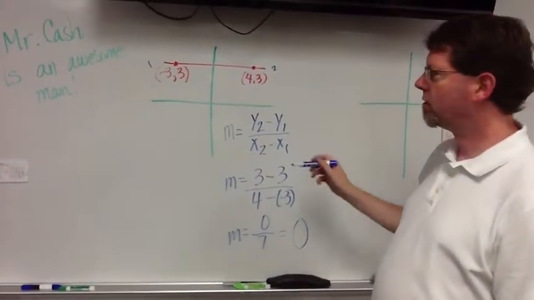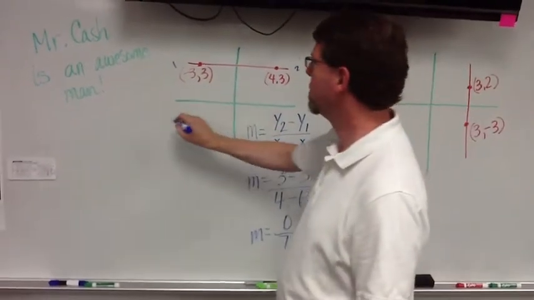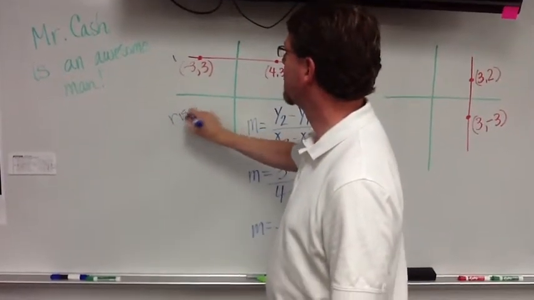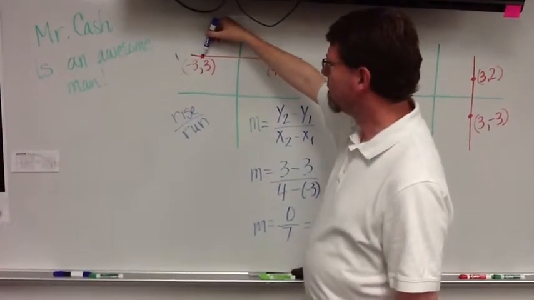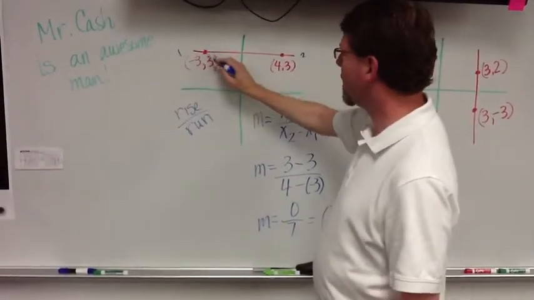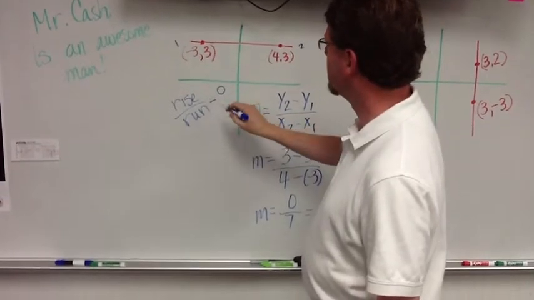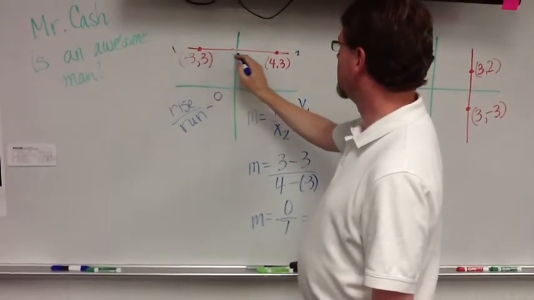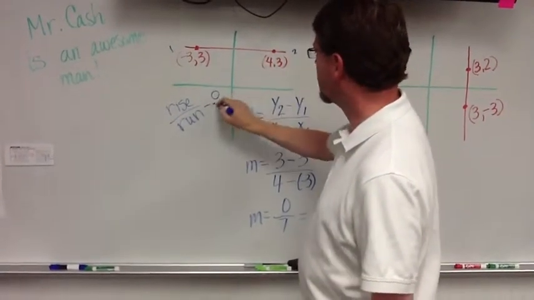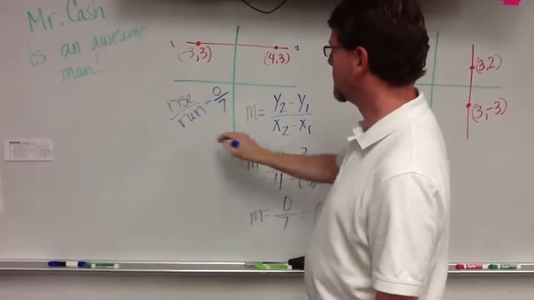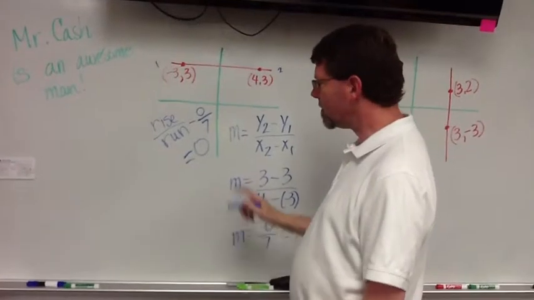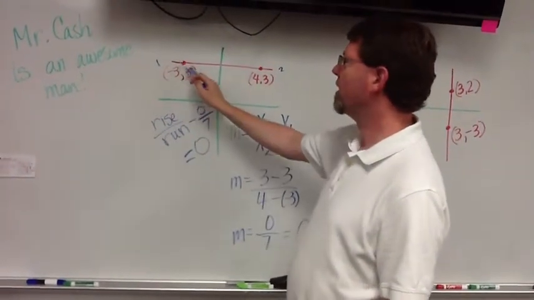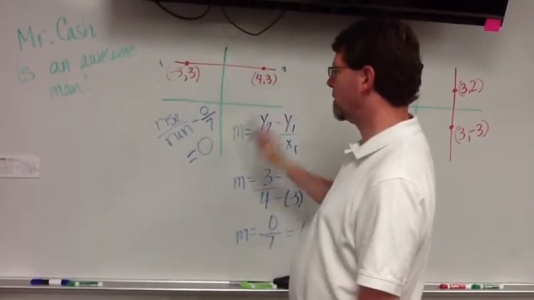Now let's look at it a different way. What if I chose to do rise over run? Since I'm on this line already, I rise 0, and I have to run 3 plus 4 is 7 spaces. So I still end up with a slope of 0. So once again, the slope of every horizontal line is 0.